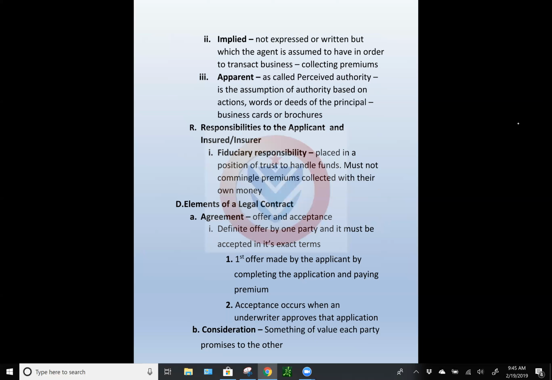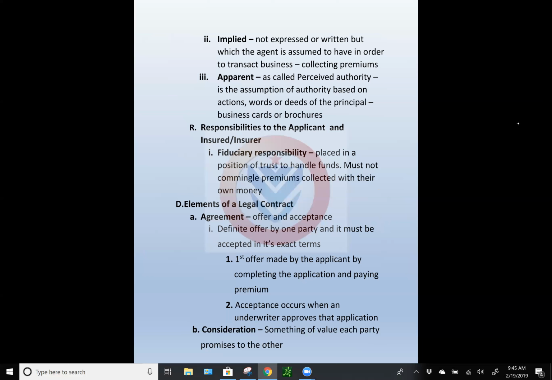Next, responsibilities to the applicant and insured and insurer. You as an agent have what's called a fiduciary responsibility. You are placed in a position of trust to handle funds. As part of your fiduciary responsibility, you must not commingle premiums collected with your own money.